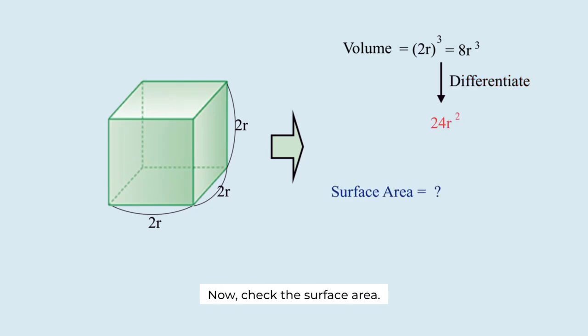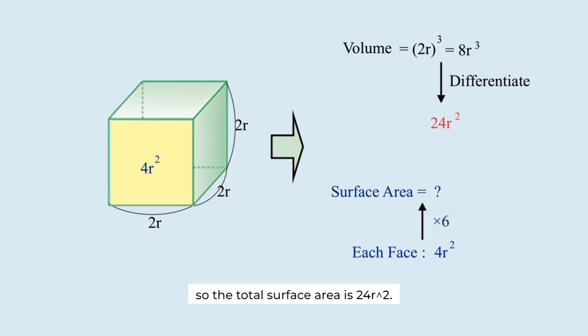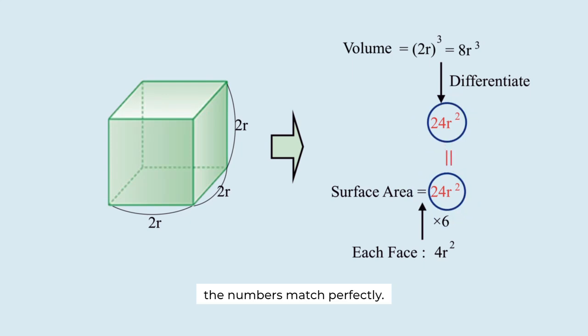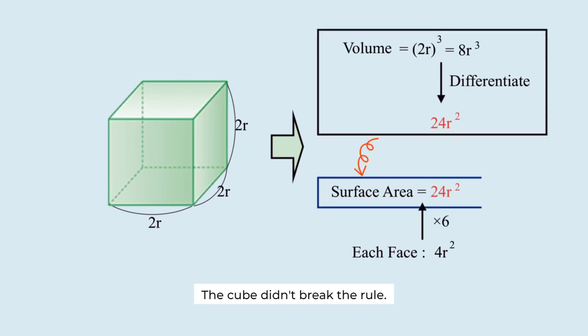Now, check the surface area. Each face has area 4r squared, so the total surface area is 24r squared. This time, the numbers match perfectly. The cube didn't break the rule. You were just measuring it the wrong way.